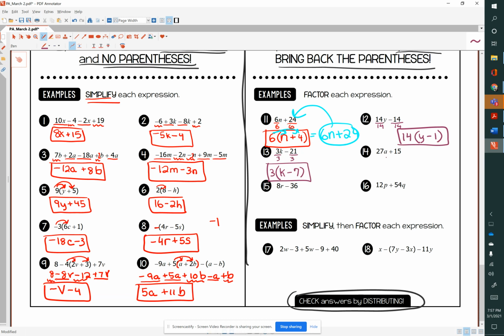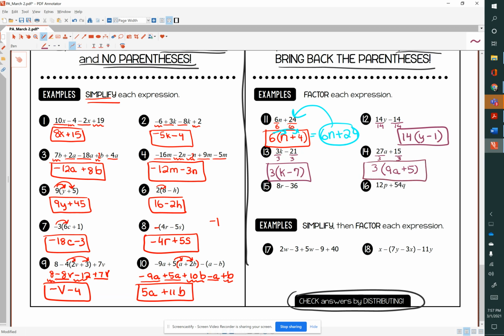Number 14, excuse me. I've got 27a plus 15. 27 and 15 are both divisible by 3. So I will do that. So 27 divided by 3 is 9. We have that a, plus 15 divided by 3 is 5.